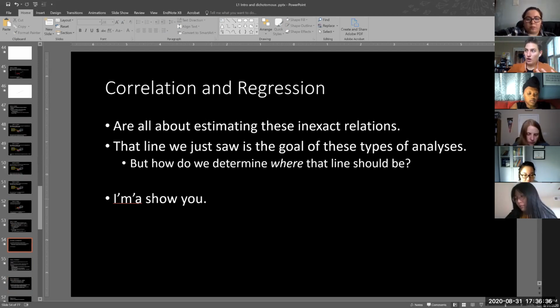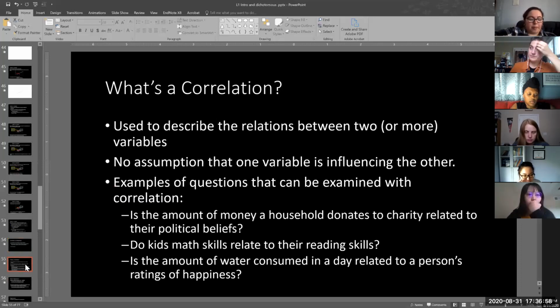So all regression and correlation are about estimating and quantifying how inexact that relationship is. Now, the way we determine where the line should be is all based on math, and I'm going to show you a little bit about how we do that in the time we have left.